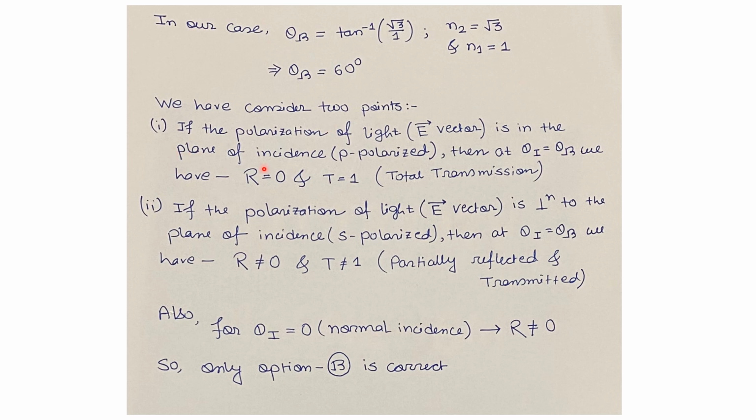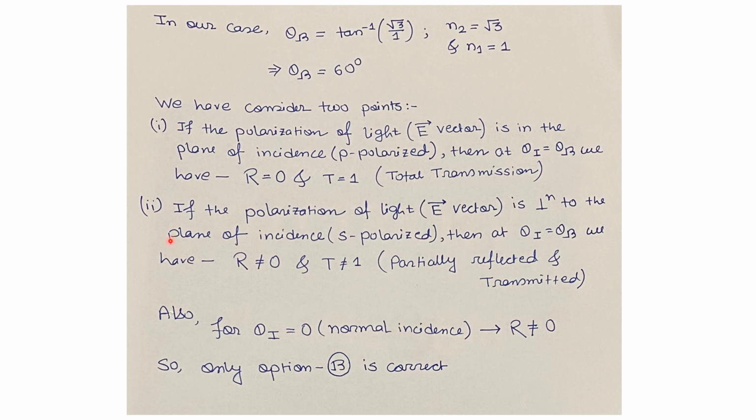First point is, if the polarization of the light, that is the E vector, is in the plane of incidence, that is P polarized light, then at the angle of incidence θ_i equals θ_B, we have the reflection coefficient equals 0 and the transmission coefficient T equals 1. So this is the case of total transmission of p polarized light at incidence angle θ_B.